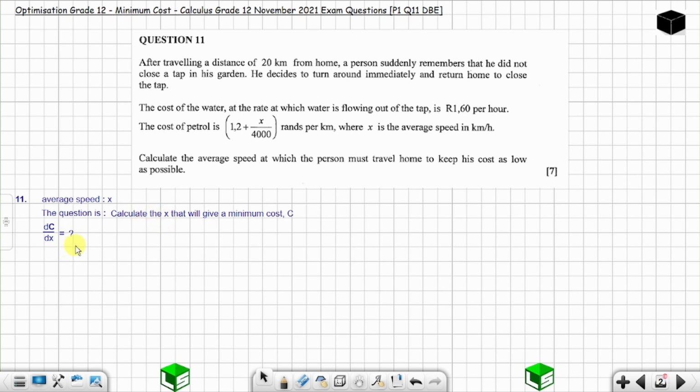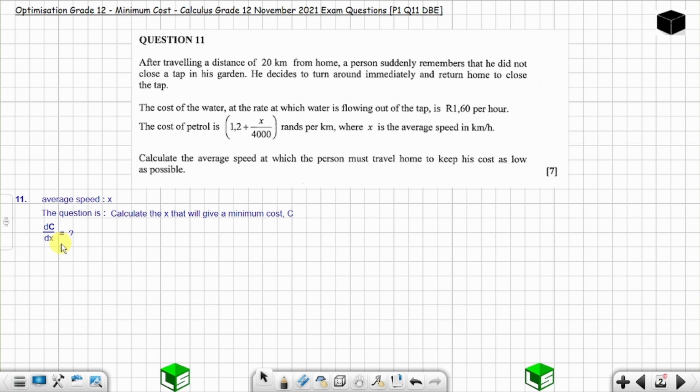So this is how you can go about answering this question. You first set the question. Make sure you understand the question that you are required to answer. After setting the question, you are now going to take the derivative of that minimum or maximum with respect to what you are requested to find. You are requested to find the average speed that will give you a minimum cost. So you are going to take the derivative of the cost with respect to what you are requested to find.